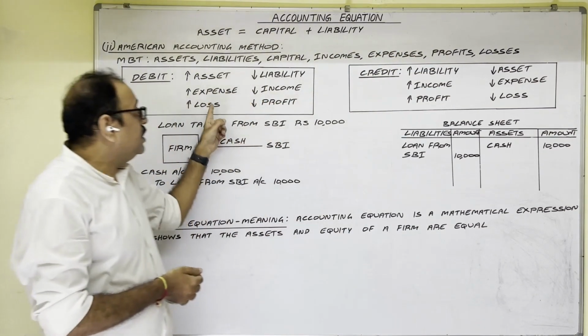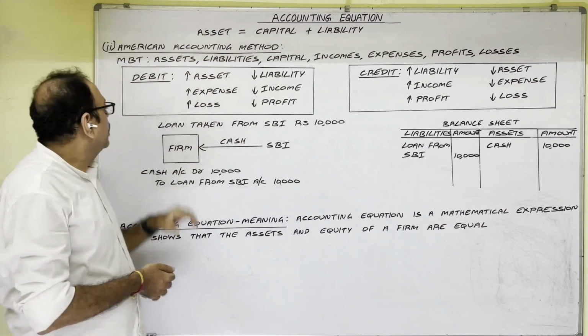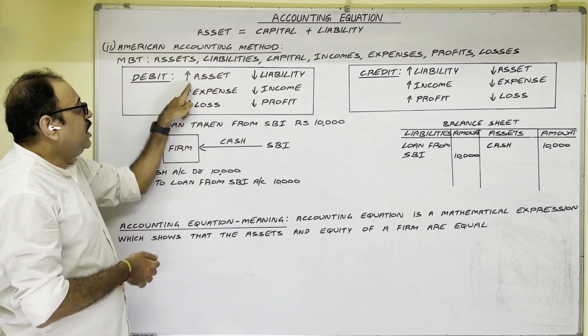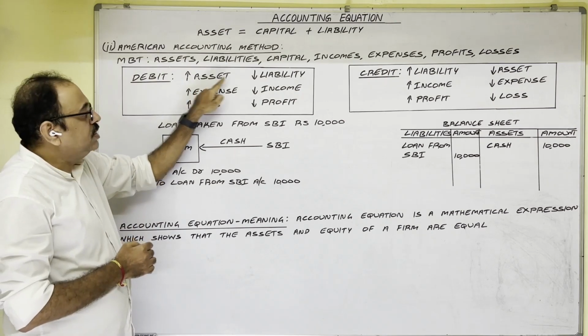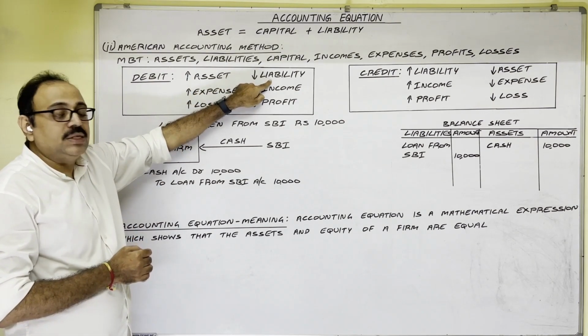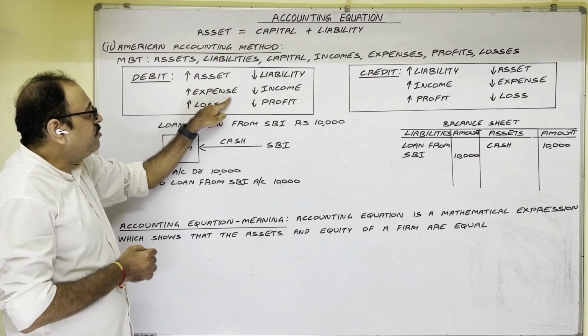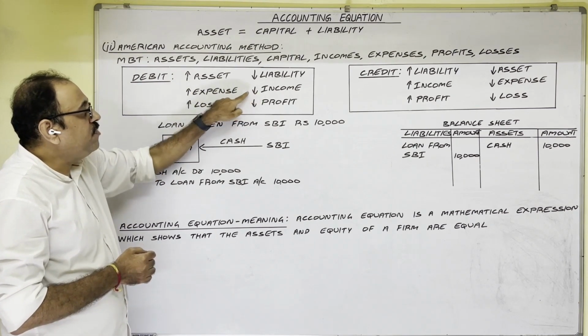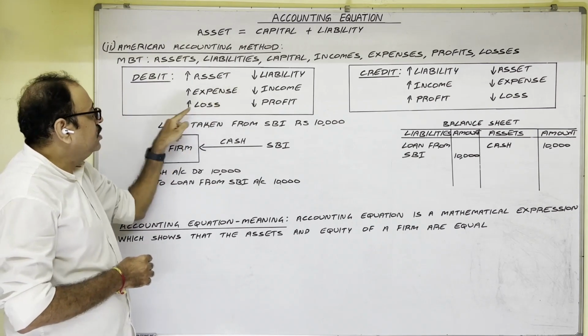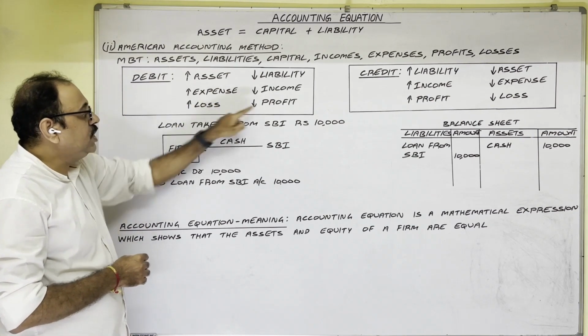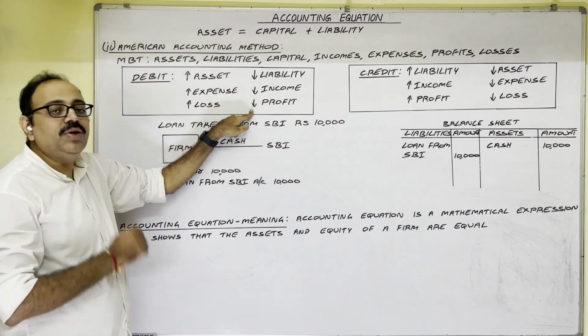And here debit and credit rules are: if asset value increases or liability value decreases, we should debit. Similarly, if expenditure value increases or income value decreases, we should debit. If loss value increases or profit decreases, we have to credit.